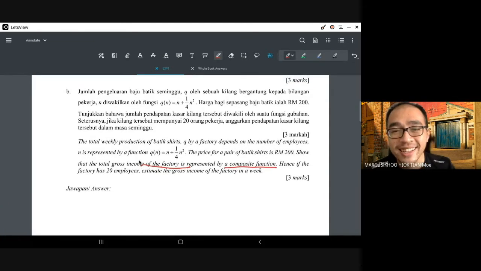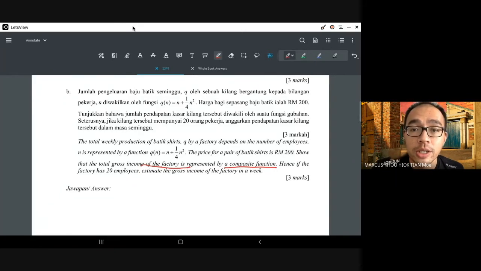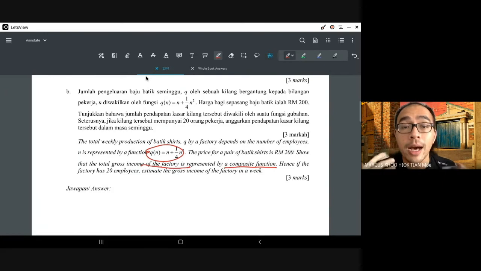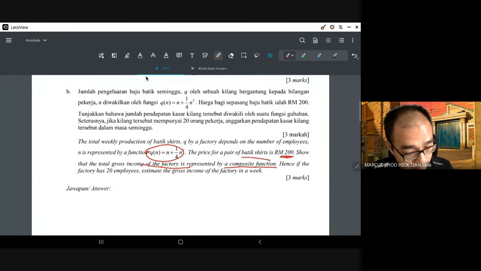So you have to form the second equation lah, because in order to do a composite function, you have to have two equations. But now you only have one function, which is Qn equals to n plus 1 over 4n squared. Dan itu adalah bilangan baju yang dihasilkan dalam seminggu. Tapi harganya adalah 200 bagi sepasang baju batik. Okay, the price for a pair of batik shirts is 200 ringgit. So how does this relate to Qn?